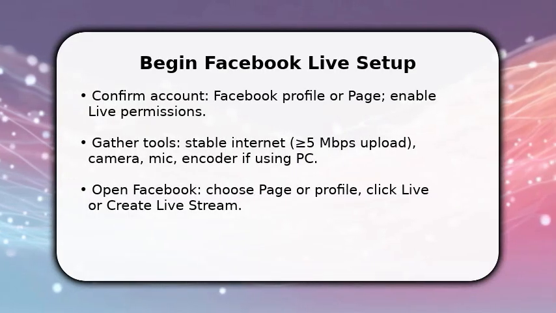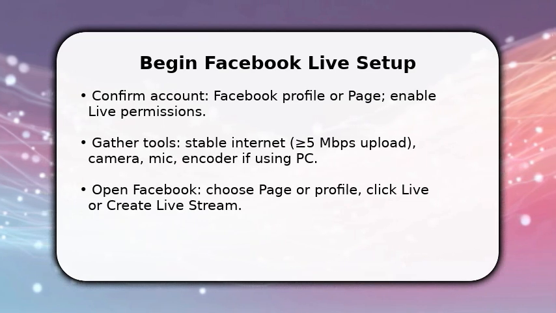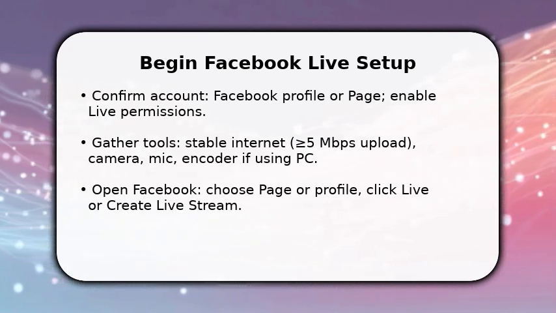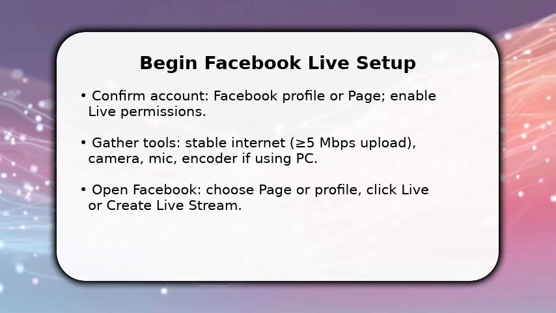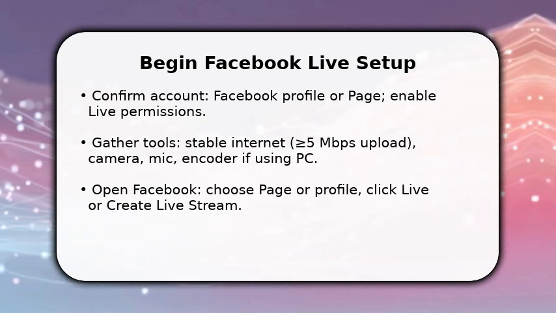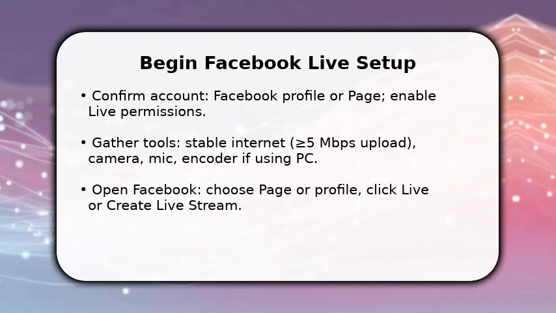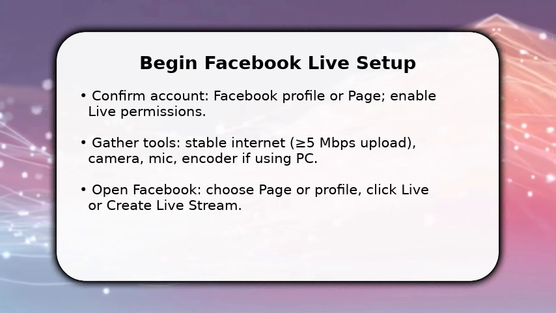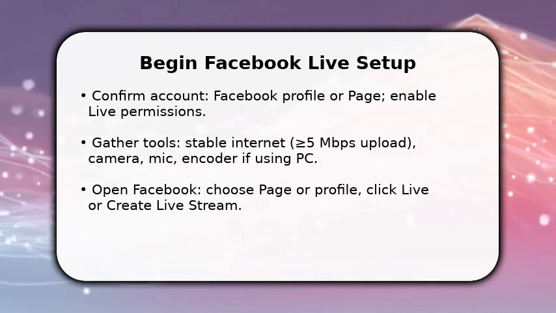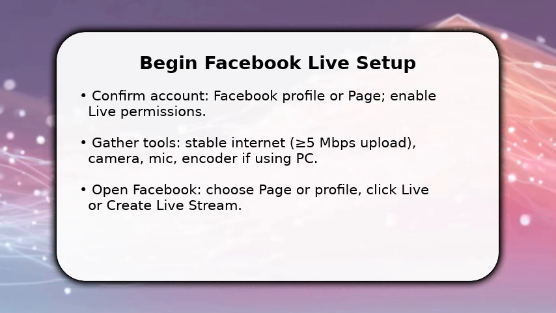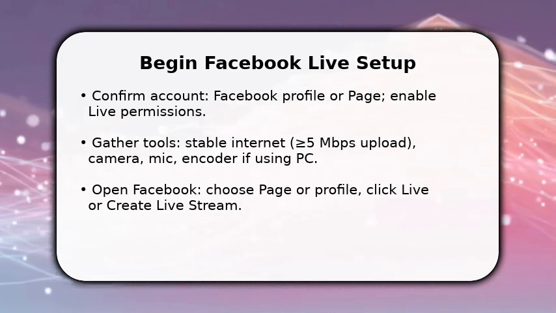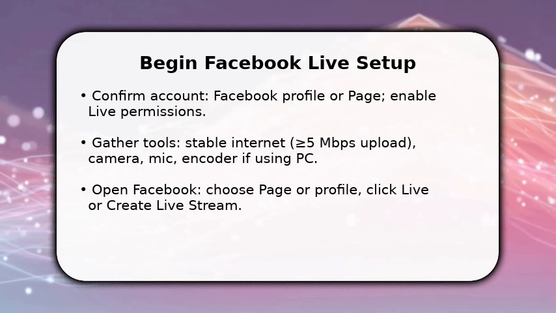You start by preparing what Facebook needs and initiating the stream. Sign into the page or profile that will host the video and make sure live permissions are enabled. Connect your camera and microphone or launch your encoder software if you're using PC-based streaming. Once done, verify you have at least 5 Mbps upload for smooth video, test audio levels and framing.